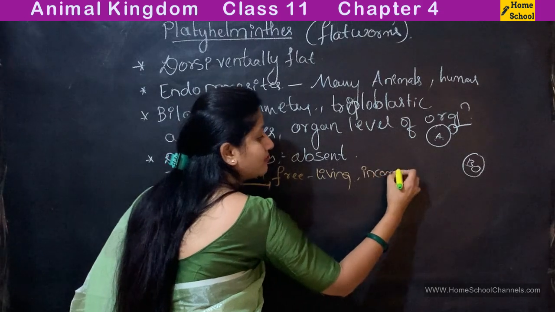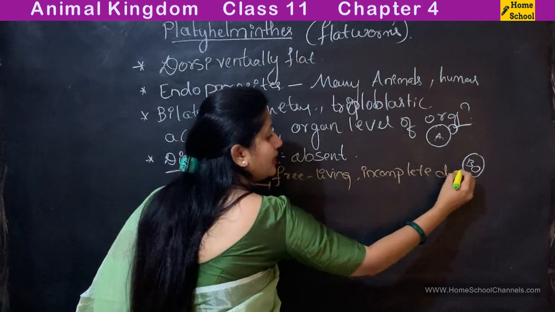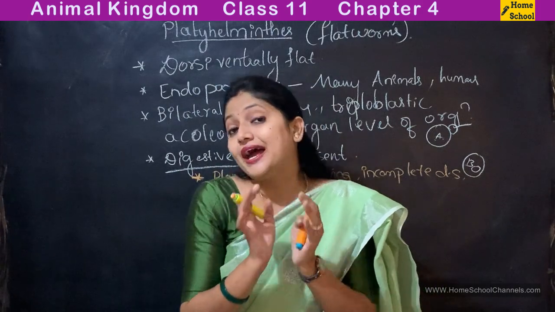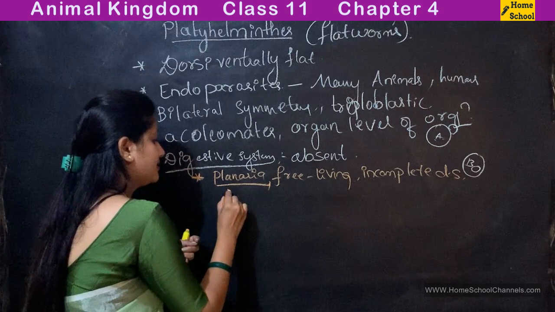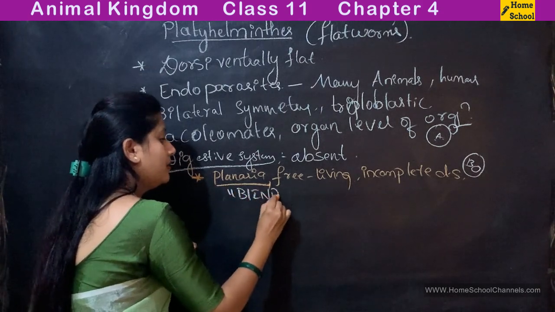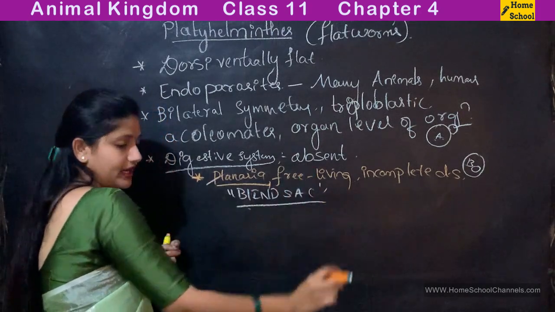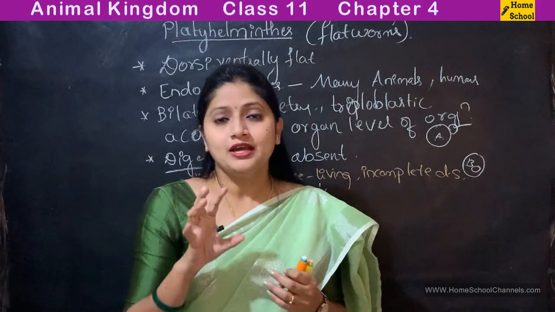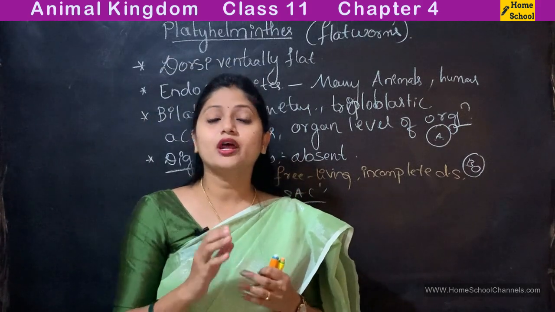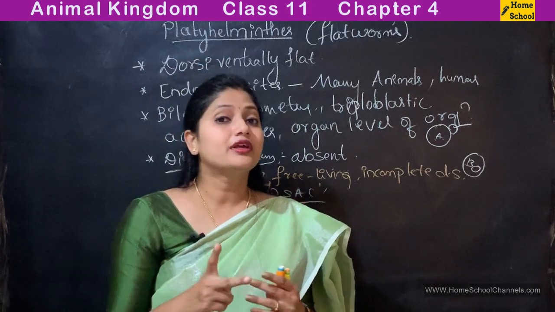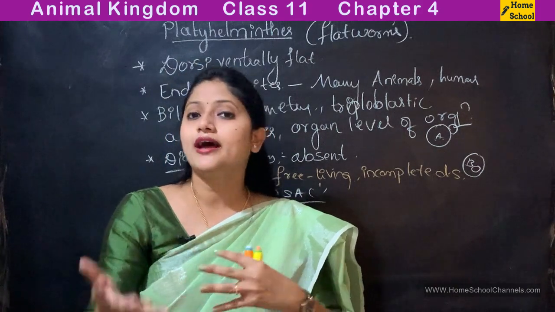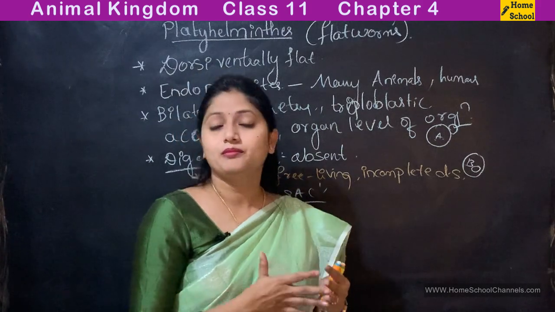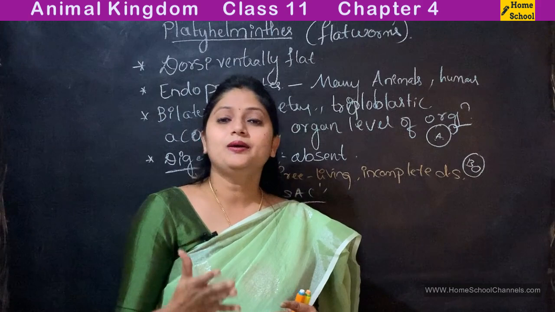The planaria are free living, and here the digestive system is incomplete. And such incomplete digestive systems are usually called the blind sac. We call them blind sac in case of planaria. Like there are no two openings here. There is only one single opening. Hence, we call it an incomplete digestive system. If there are two openings, we call it a complete digestive system. If there is only one single opening which is acting as a mouth as well as anus, then we call it an incomplete digestive system. And in case of the members of Platyhelminthes like planaria, we call it the blind sac.